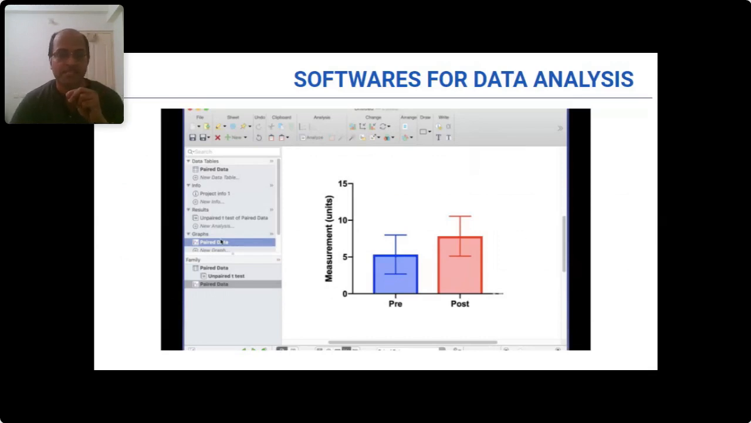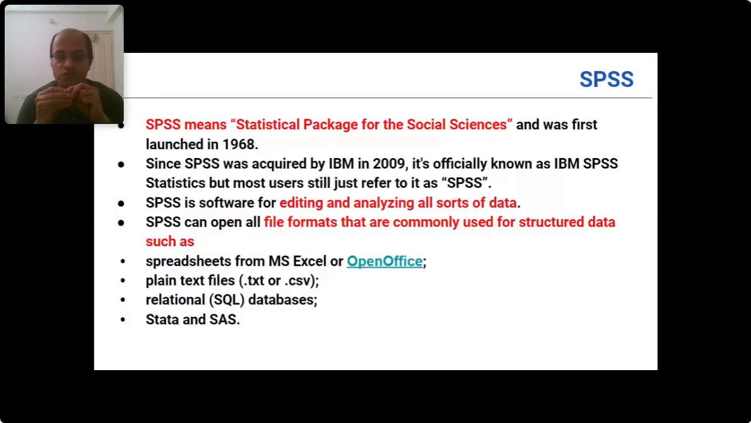Then SPSS. SPSS stood for Statistical Package for Social Sciences, and was first developed in 1968. SPSS was acquired by IBM in 2009, and so now they just use the same term for it. It is one of the best softwares for editing and analyzing any data. Now, SPSS can analyze any form of data, from Excel sheets, spreadsheets from Excel or OpenOffice, plain text files, relational databases like SQL, Stata, and SAS. All of them are integrated with it.